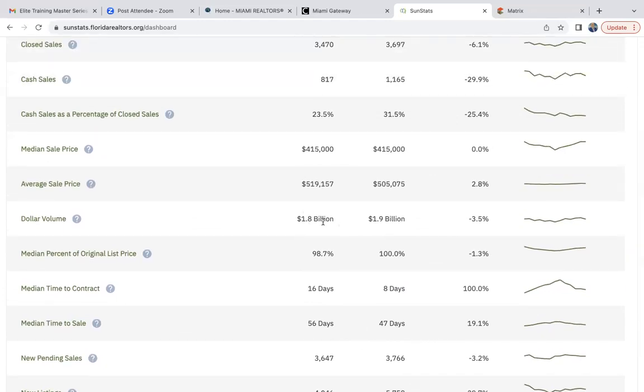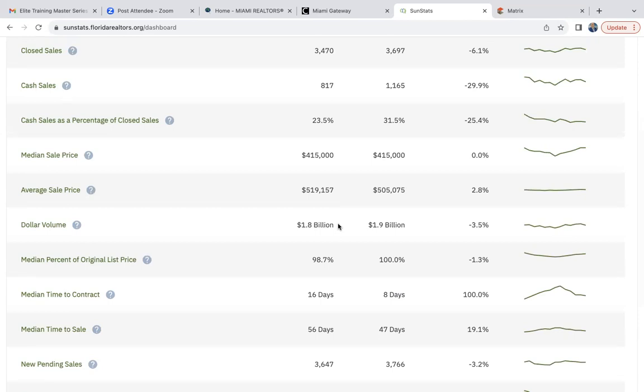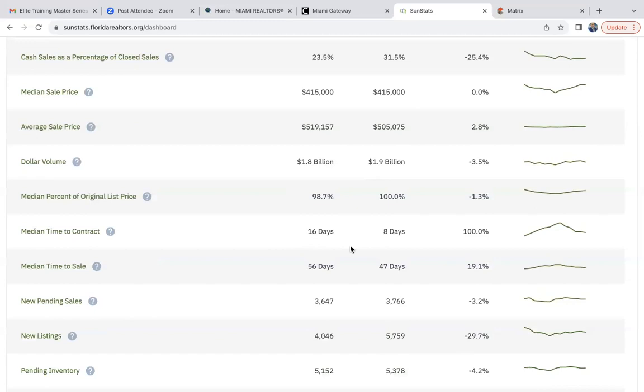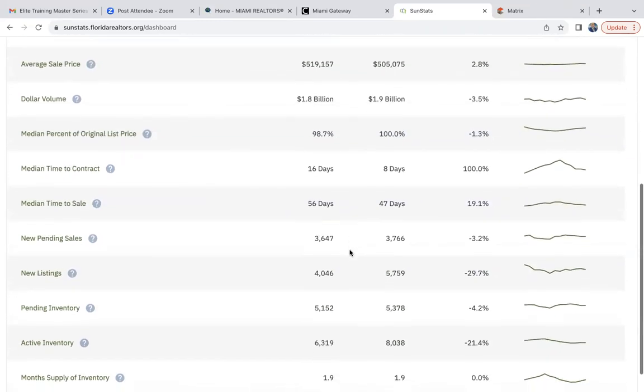Tampa did have $1.8 billion of volume. So as you can see, guys, Tampa is the hottest market in Florida. We had less than $1 billion in dollar volume in July, and that's for Miami-Dade County. So maybe that's a mistake because I should have included Miami-Dade, Broward, and Palm Beach County. But anyways, the entire Tampa area comes in at $1.8 billion and 16 days to sell a property, 56 days to close. So doing things faster there.